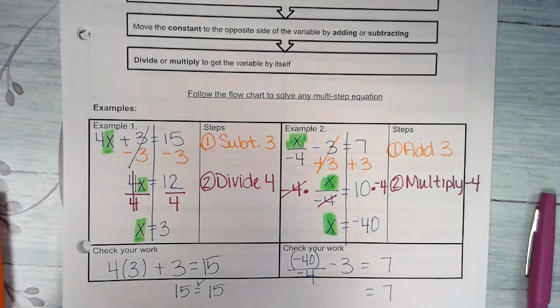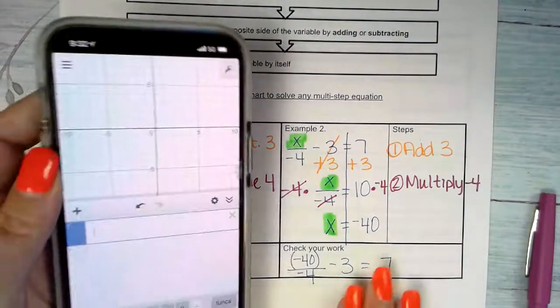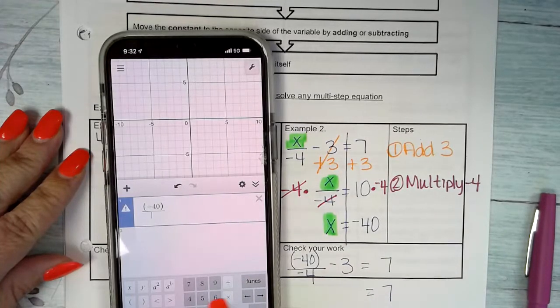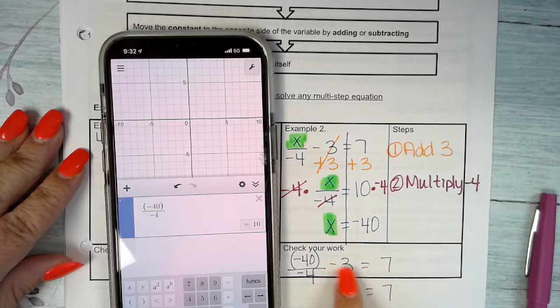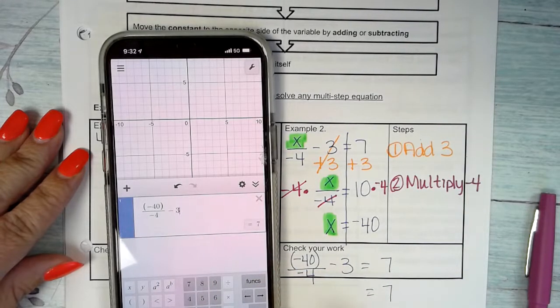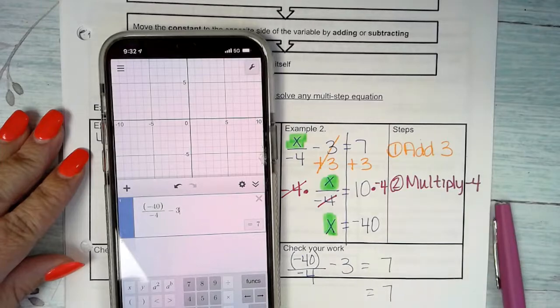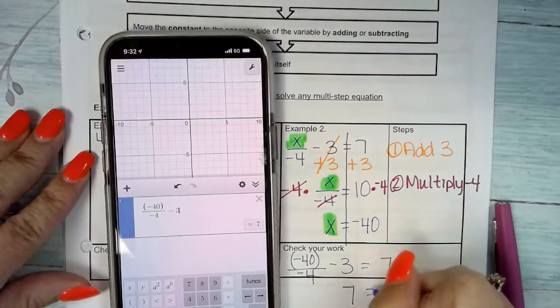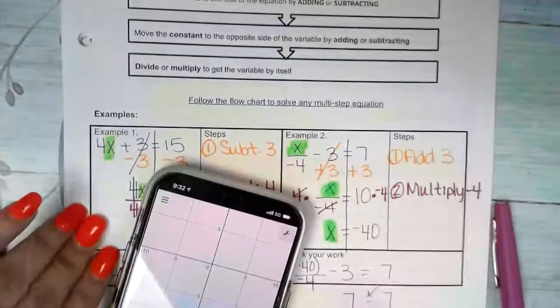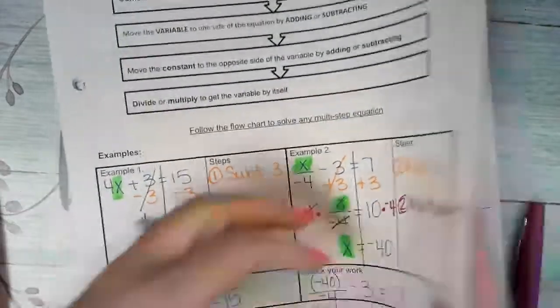Now I'm going to plug that in my Desmos here. Parenthesis, -40. I'm going to type it in exactly as I see it, divided by -4. Now be careful because this minus 3 is not in the denominator. So I'm going to click out and do minus 3. And then you can see it does equal 7. So I know I've got this correct. Go ahead and turn the page.